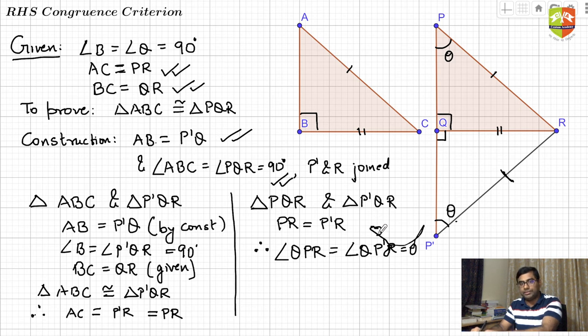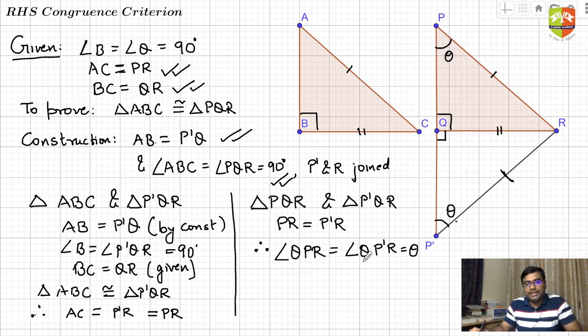Wait a minute. Sorry for this glitch. So I'll write theta. Right. So angle QPR is equal to angle QP'R, which is equal to theta. Now, the moment I say that, what do I mean?